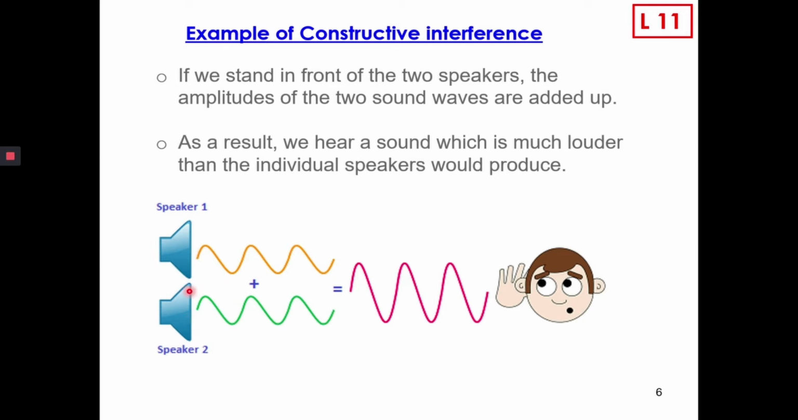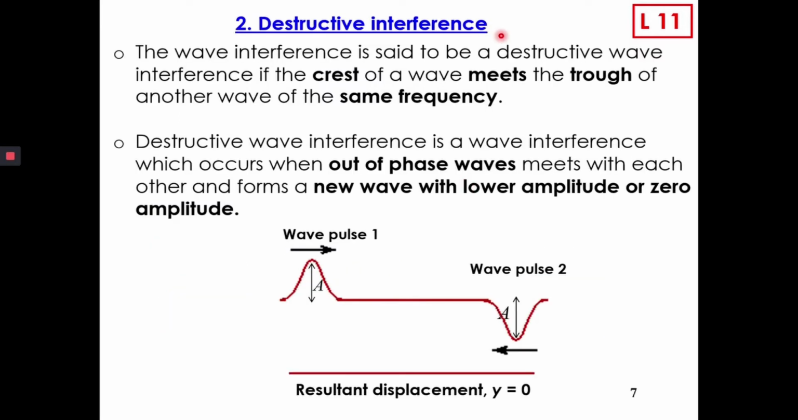Let's say we have two speakers. The first speaker produces the first wave and the second speaker produces the second wave, and both waves have the same frequency. As a result, when the sound wave from the first speaker interferes with the sound wave from the second speaker, we will hear a sound that is much louder than what each individual speaker would produce.